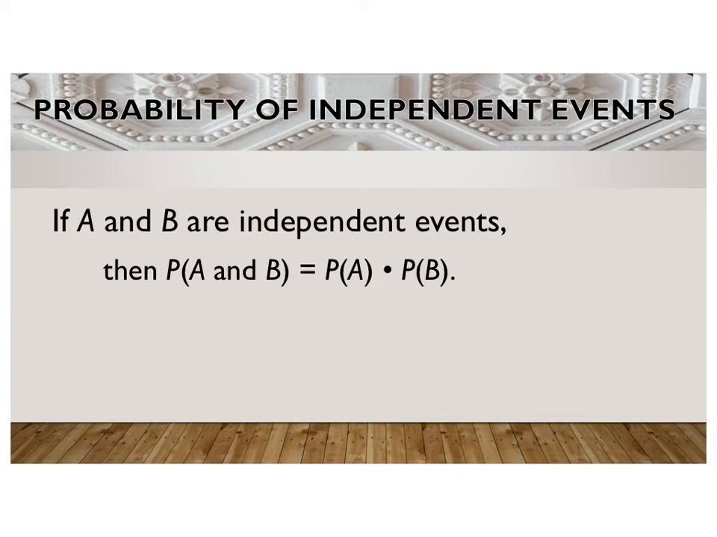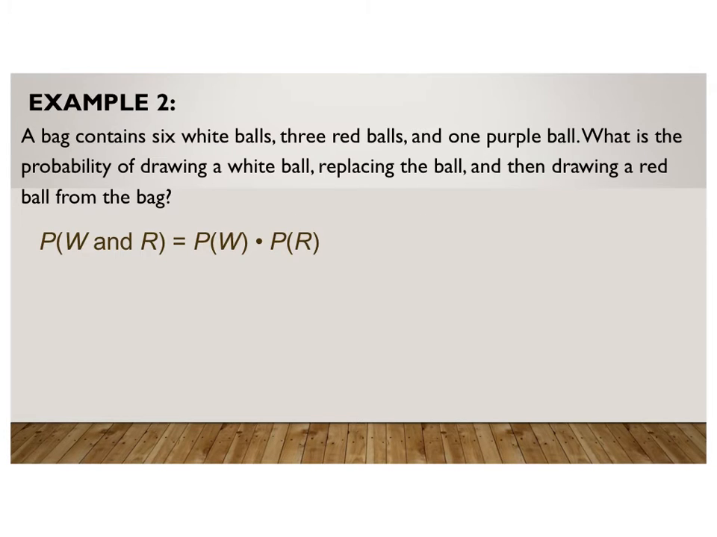Okay, so now, if 2 events are independent, the probability of both happening, A and B, is P(A) times P(B). Okay, that's a times. All right.